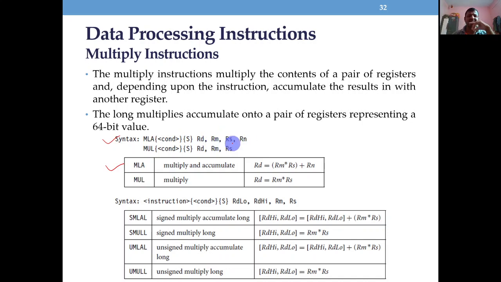Here 4 operands are there for MLA. These two will be multiplied and added with this Rn, accumulated, and that result is stored in the RD. Multiply, simple instruction.